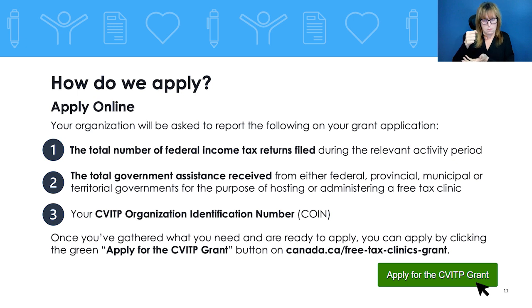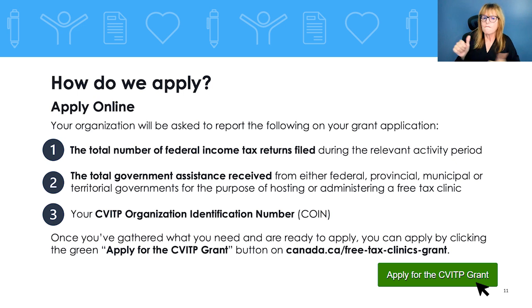The application period for the CVITP grant is normally from May 1st to June 30th each year. To complete an application, your organization will require the following: the total number of federal income tax returns filed during the activity period. The number of returns you declare on your application will be compared to the number of returns filed under the COIN for your organization. Should there be any significant discrepancy between what you report and what we find under your COIN, the CVITP grant team will follow up once the application period closes.